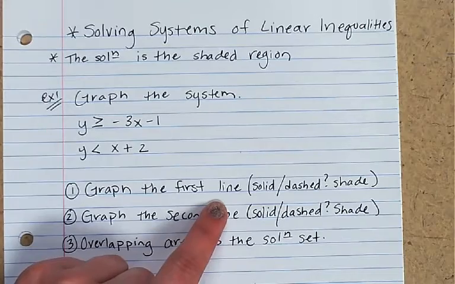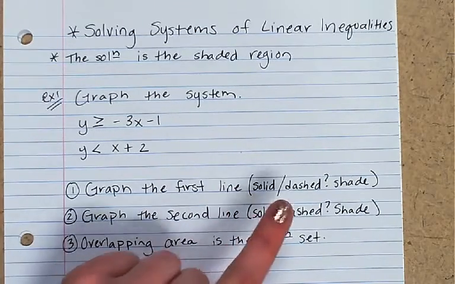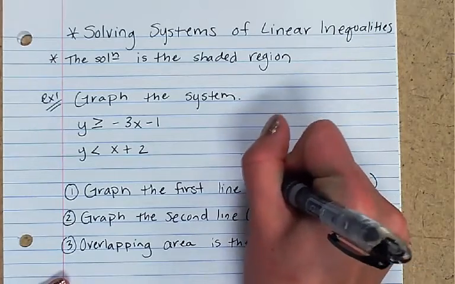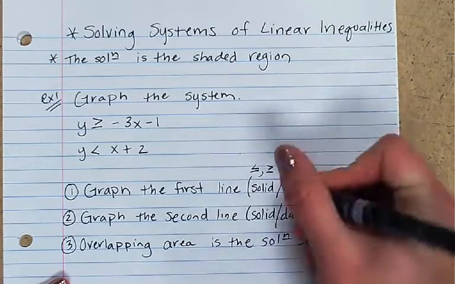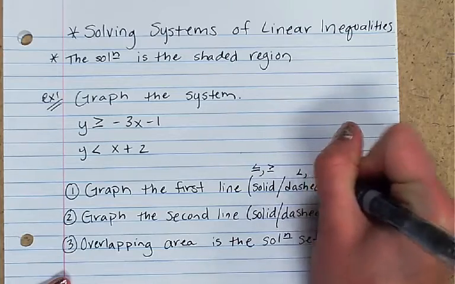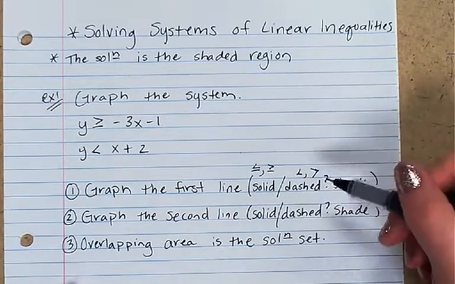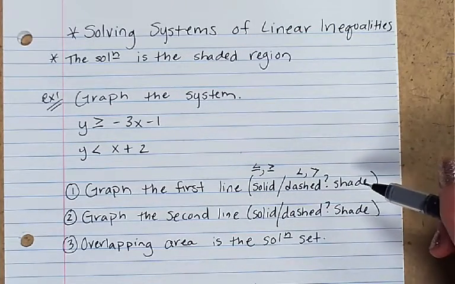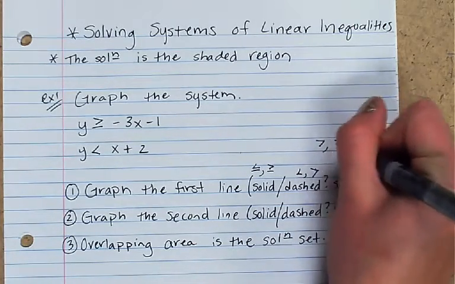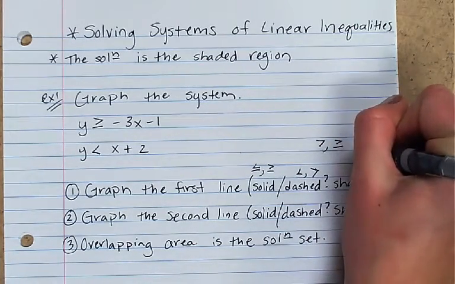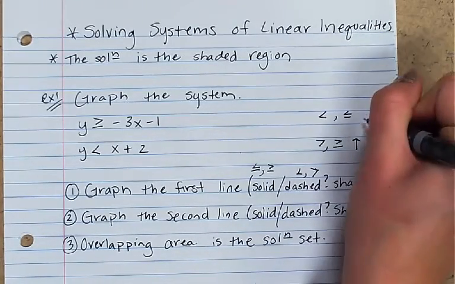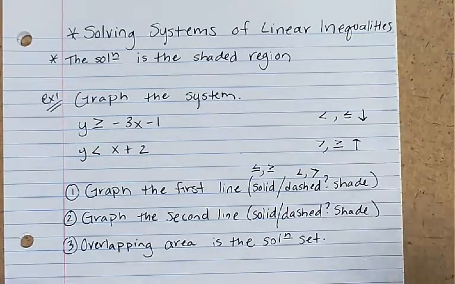So you're going to have to figure out the y-intercept, the slope. Then from there, you have to decide if it's solid or dashed. Remember, if they have equal to bars on the bottom, that's when you have a solid line. If they do not, so if it's just less than or greater than, that's when it's dashed. Then you have to decide where to shade. If you have greater than or equal to, you will shade up. If you have less than or equal to, you will shade down.